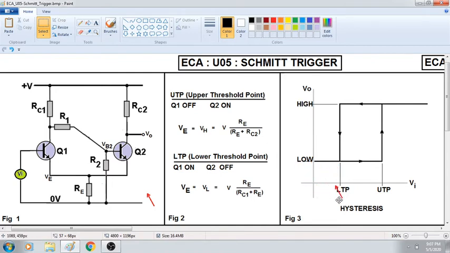And when the input is again coming up, while in the forward direction, while in the increasing direction, whenever Vi crosses UTP, the output will be jumping from low to high. And in the reverse direction, when input is reducing from a high value to low value, the output will jump from high to low at LTP. So at two different levels, the output will be jumping its state. This is something which you have to remember. This is called hysteresis.